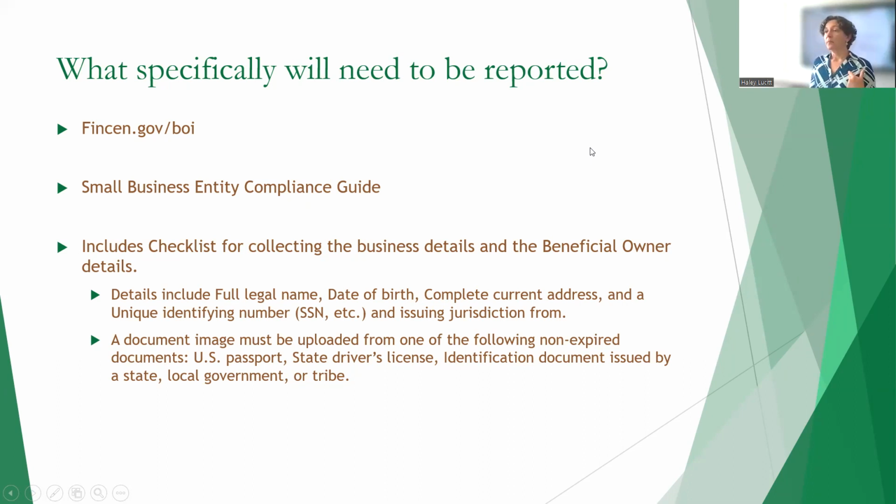So even if you're working with an accountant or a lawyer, you can get the checklist off of there and it will give you the information that you need regarding the business and the information that you need regarding each beneficial owner. And as you can see by the list there, it's legal name, date of birth, complete address, social security number or TIN number.